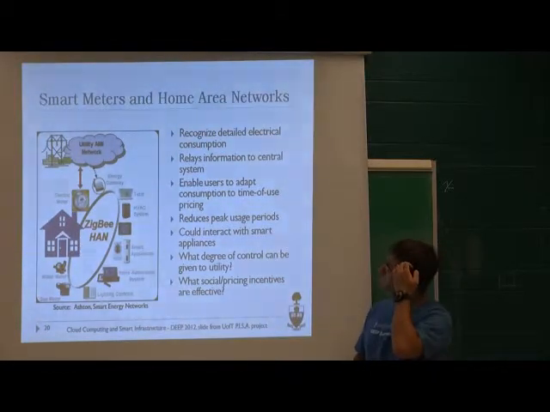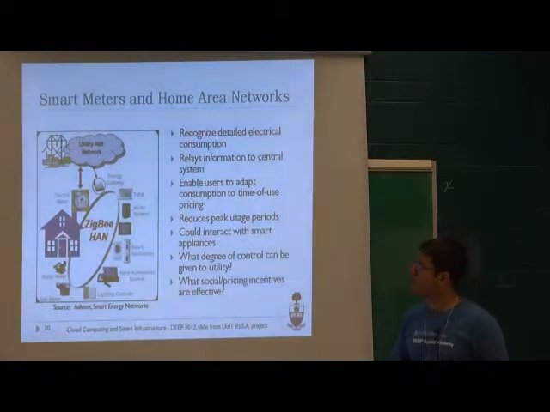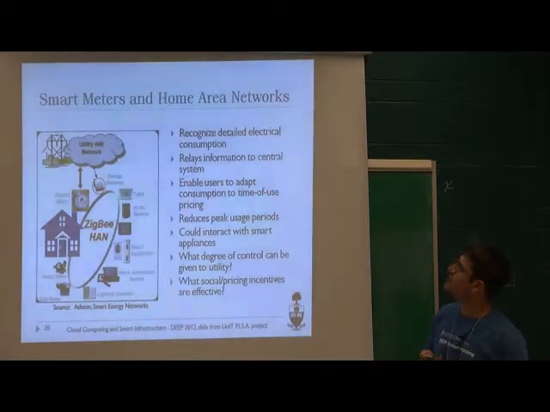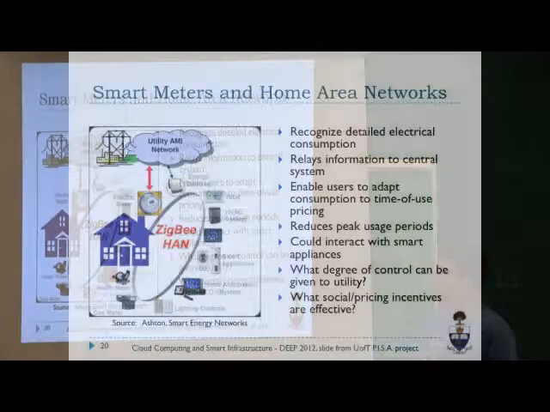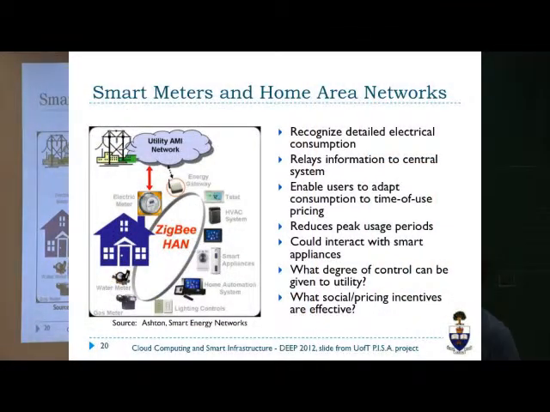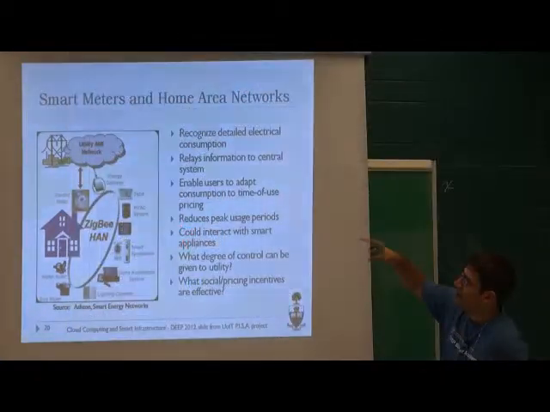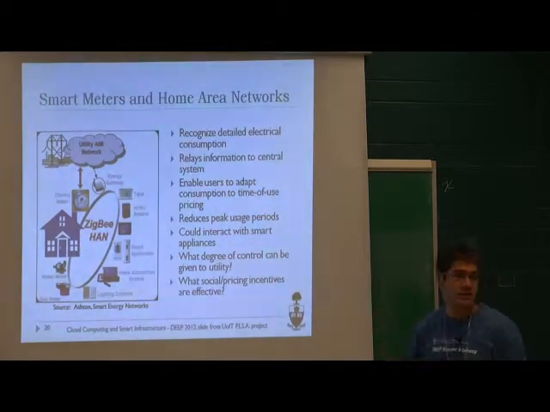Okay, so let's talk about the different components now. So you have the smart meters and the home area networks. Here, this is an example. You have the utility energy that's going in. You have the electric meter, and you have a Zigbee. That's a wireless standard. That's the communication mechanism between different devices. So you have smart appliances, home automation system, lighting controls, gas meters, and so on and so forth.